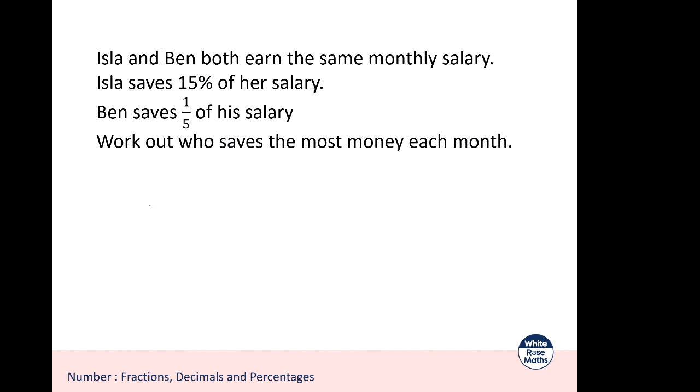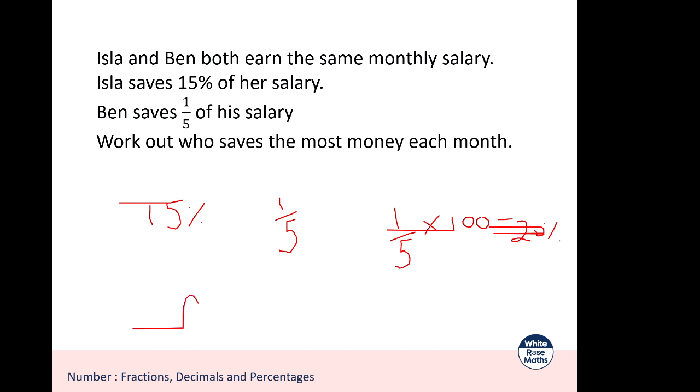We're comparing which is smaller, 15% or 1/5. So 1/5 as a percentage is actually 20%, because if I multiply the fraction by 100, remember, a fraction to a percentage, times it by 100, 1/5 times 100 gives 20%. So the answer is Ben, because Isla saves less than 20%. It's comparing fractions, decimals and percentages. Spot on, you are correct.